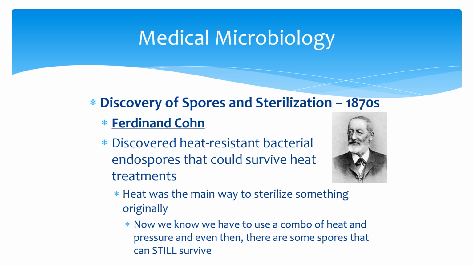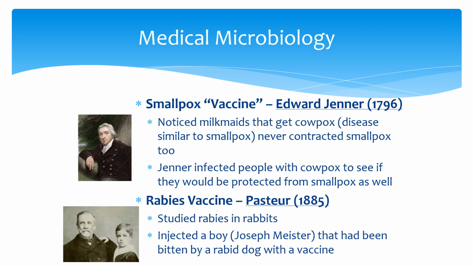Now what we do is we use heat and pressure, and sometimes even then the spores will survive. But what that heat and pressure does, like with a machine like an autoclave, which is a gigantic pressure cooker essentially, is explode the spores. So these would have been very difficult to kill, especially in the 1870s at that time. But at least we were starting to figure out that some bacteria and products of bacteria were very difficult to kill. Next up is Edward Jenner in 1796.